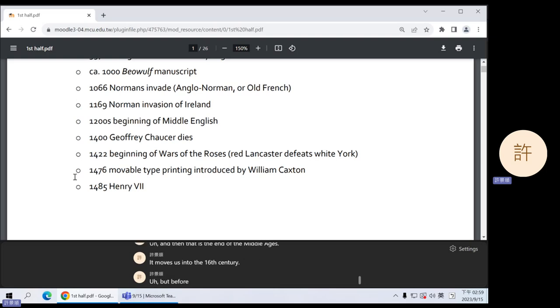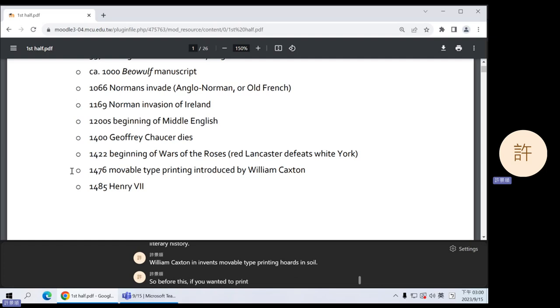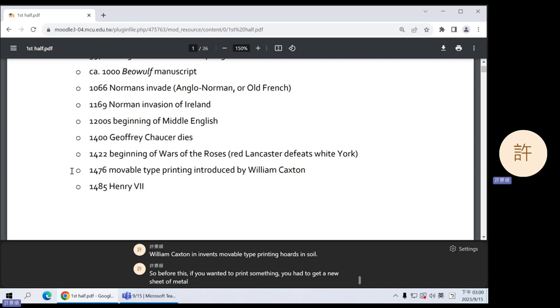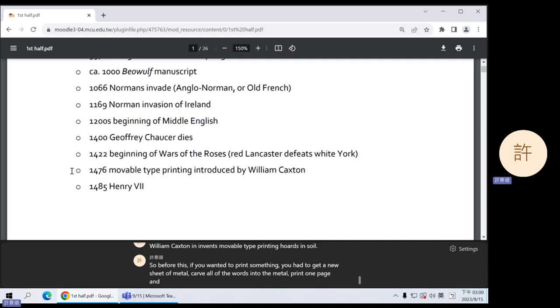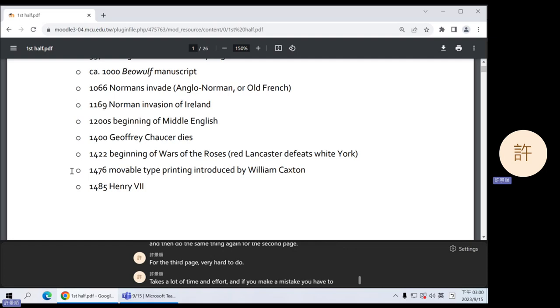But before that happened, one final thing is very important for literary history. William Caxton invents movable type printing. So before this, if you wanted to print something, you had to get a new sheet of metal, carve all of the words into the metal, print one page, and then do the same thing again for the second page, for the third page. Very hard to do, takes a lot of time and effort. And if you make a mistake, you have to start over.